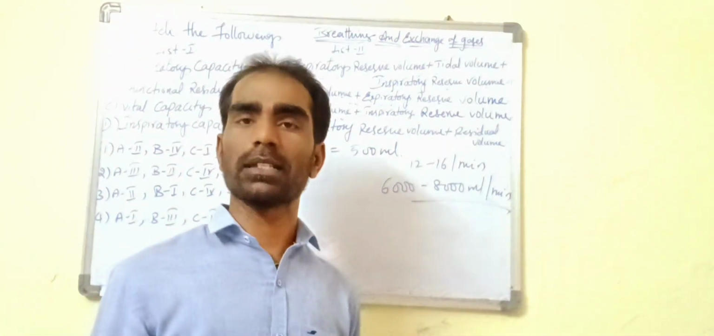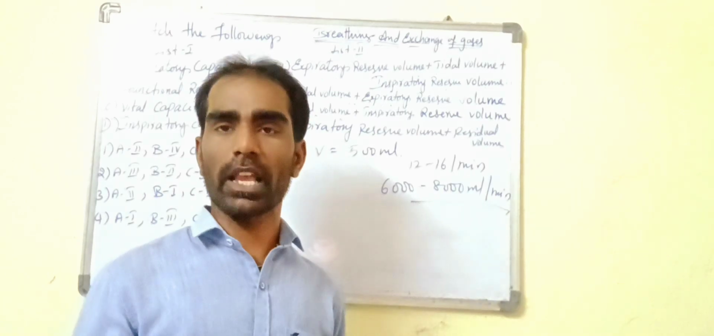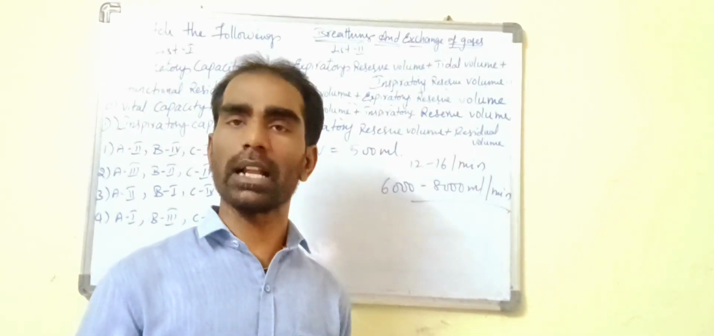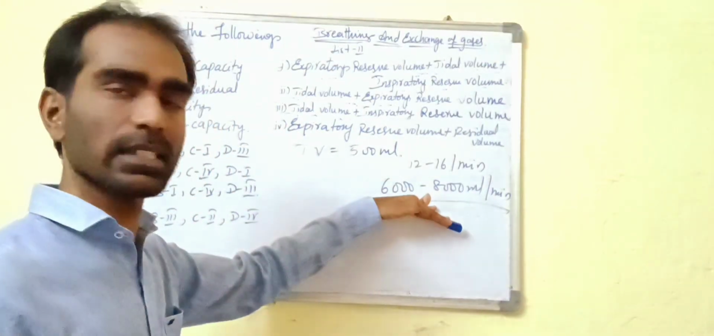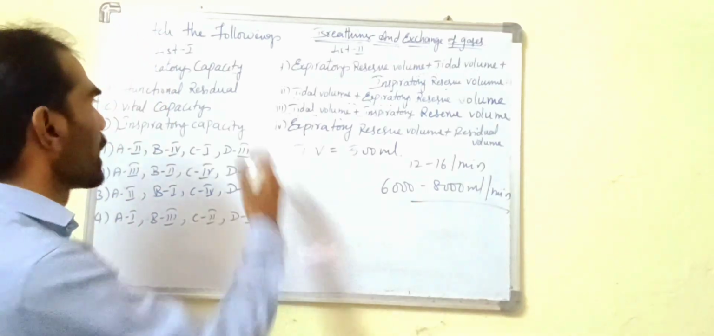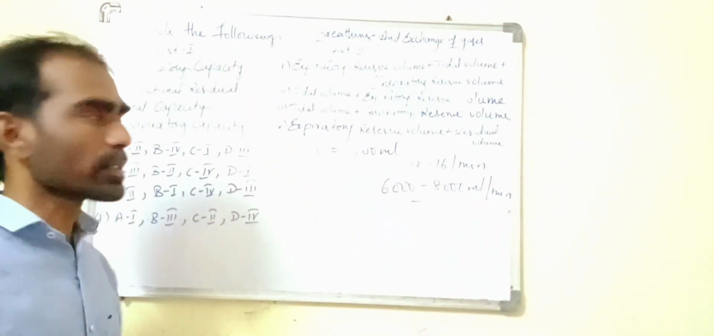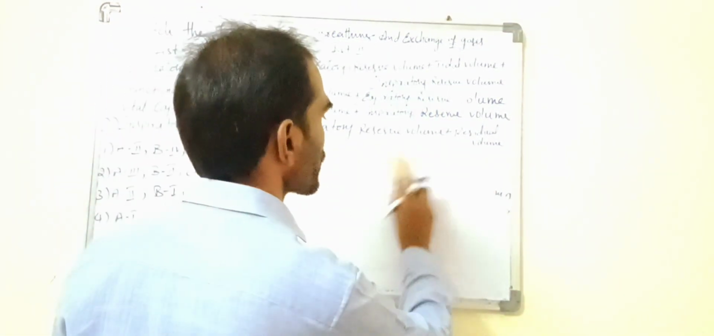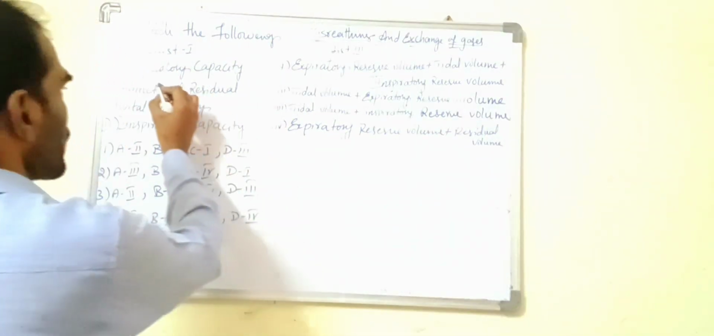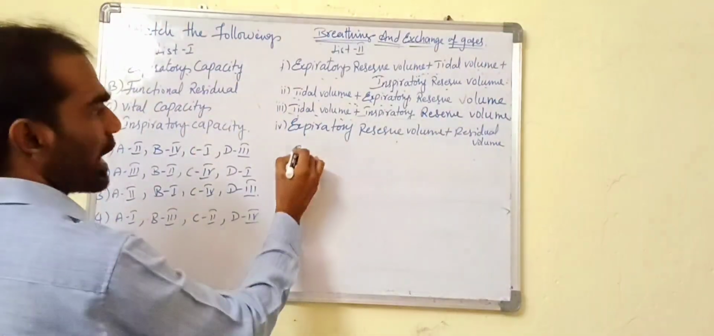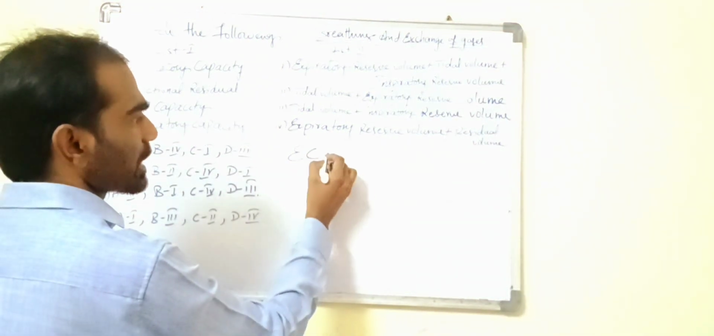Let us see how much air is exhaled, inhaled, and how we are going to tally this amount. Based on that, we are going to solve this problem. So let us see the first one, given about expiratory capacity. Expiratory capacity is nothing but EC.